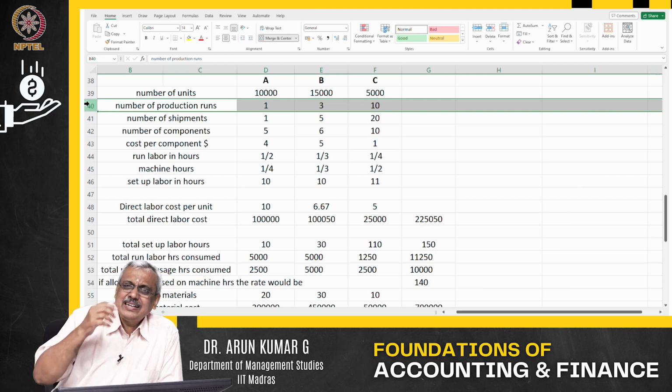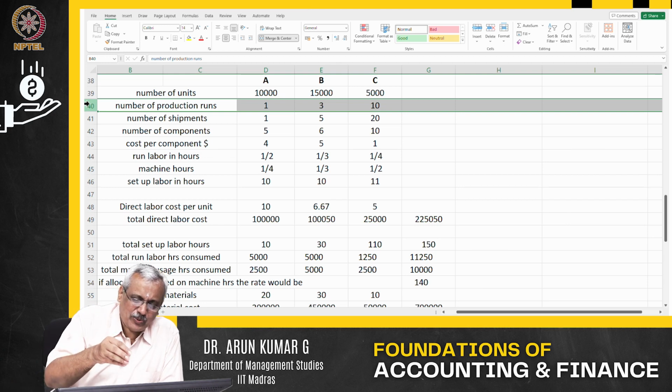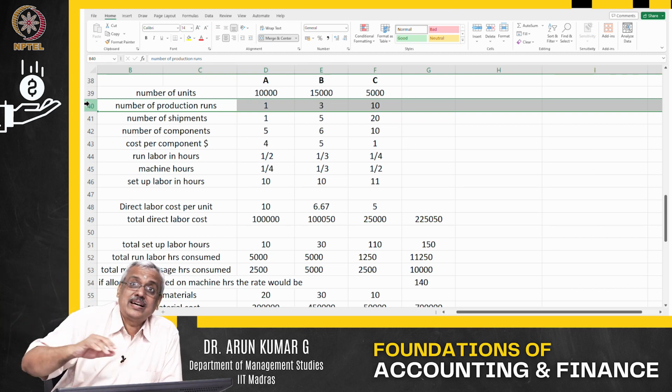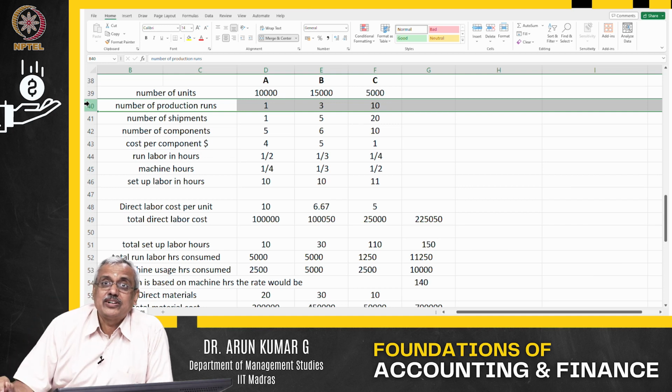So my effort is only once, as compared to product C, where I receive the product 10 times. So my effort is 10 times higher. I am assuming that because you follow JIT.